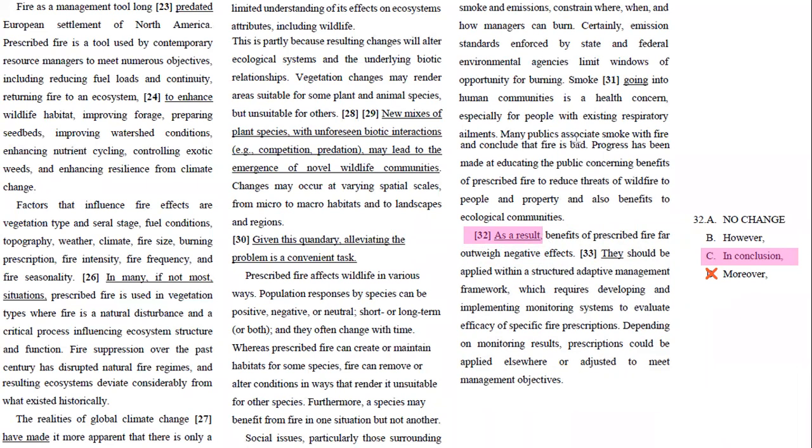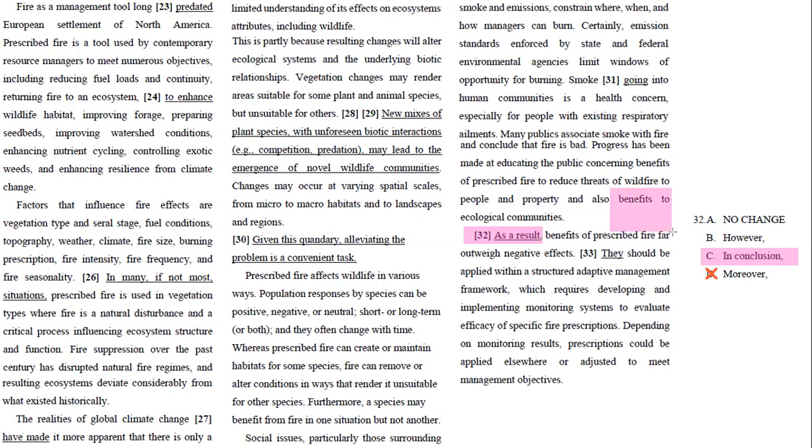This says many publics associate smoke with fire and conclude that fire is bad. Progress has been made at educating the public concerning benefits of just prescribing fire and reduce threats of wildfire to people and property, and also benefits to ecological communities.